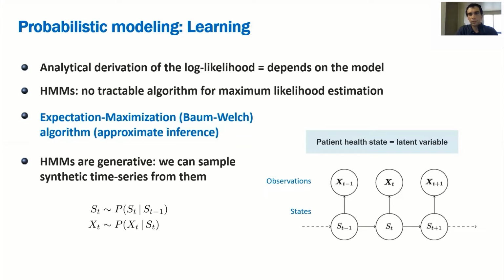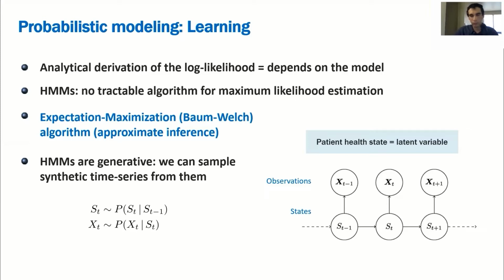And then once we learn this model, we can sample from it. So that's when we can actually generate synthetic data, synthetic time series patient data from such a model. We can sample hidden states, and then conditioned on a hidden state, we can sample a biomarker or observation, and then given the previous hidden state, we can sample a new hidden state, and so on. So this sequential sampling can be used to generate synthetic data.